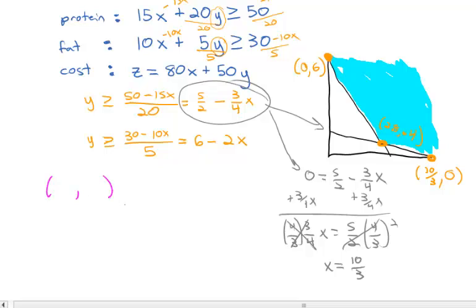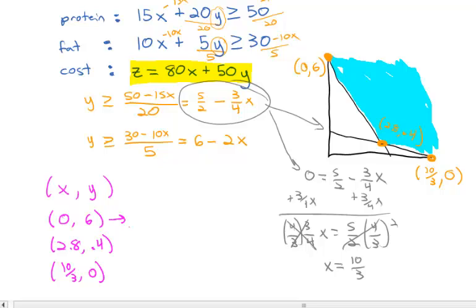Making sure we know we solved all of these for y, that means y is the second variable, x is the first. So our options were 0, comma 6, 2.8, comma 0.4, and 10/3, comma 0. We just have to test each of these in the objective function to see which one gives us the biggest value. I'm sorry, not the biggest value. We're talking about cost. We want to minimize. We want to find the smallest value.